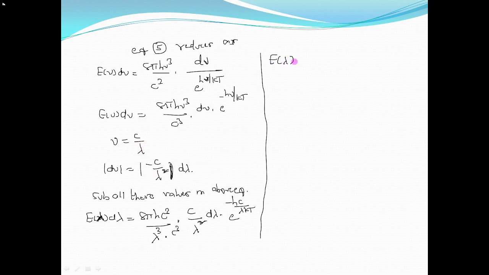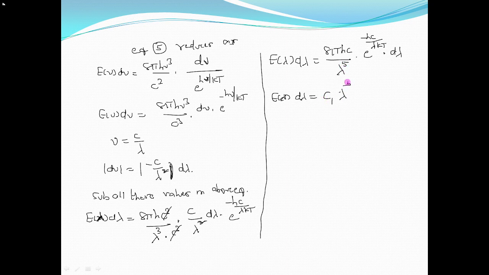So I'll get E lambda d lambda is equal to, this c cube gets cancelled. We are left with 8 pi hc by lambda power 5 into e power minus hc by lambda kT into d lambda. I can write this expression as E lambda d lambda is equal to 8 pi hc. 8 is constant, pi is constant, h is constant, c is constant. I'll write it as c1.